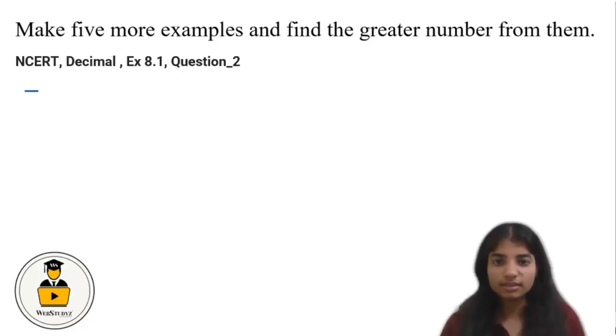Students, let's discuss the question. In this question, we are given that we have to make 5 more examples and find the greater number from them. As we discussed in the first question, we are given a set of two numbers, and out of that set, we have to find out the number which is greater. So here it is given that we have to make 5 more examples ourselves, and from them find out the greater number.